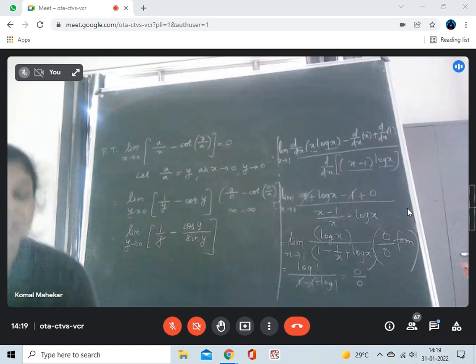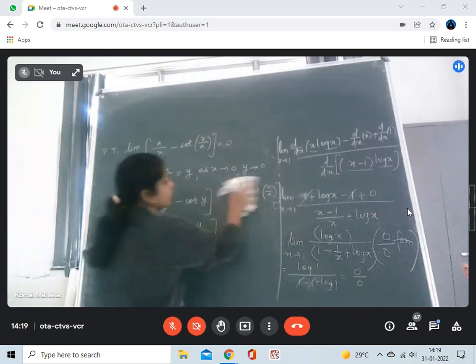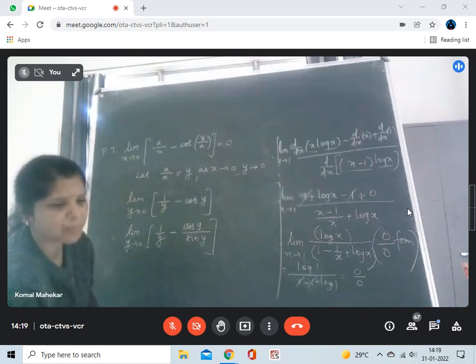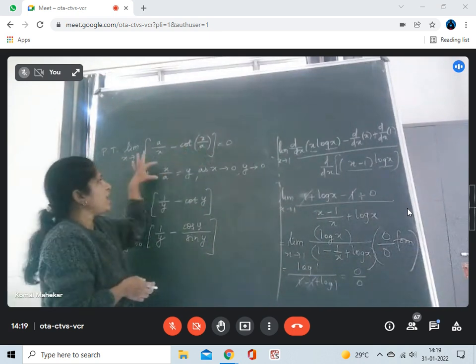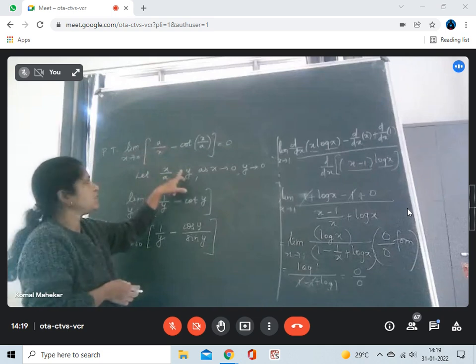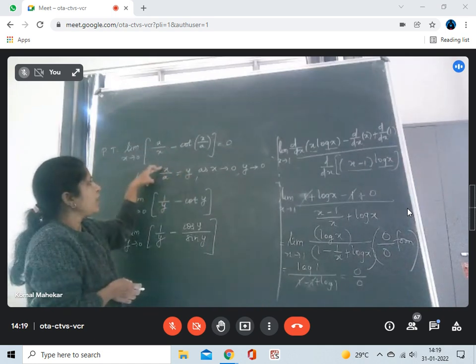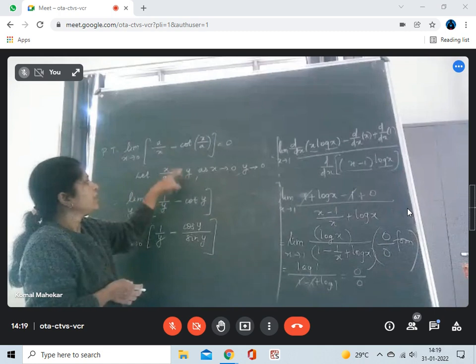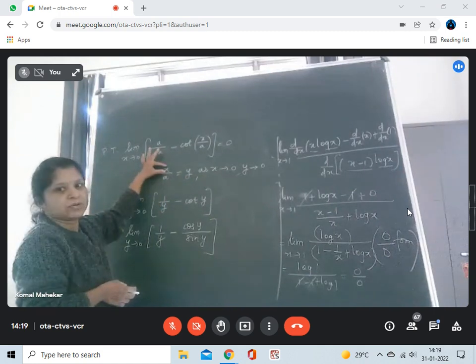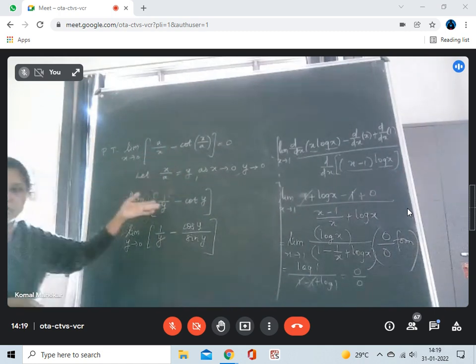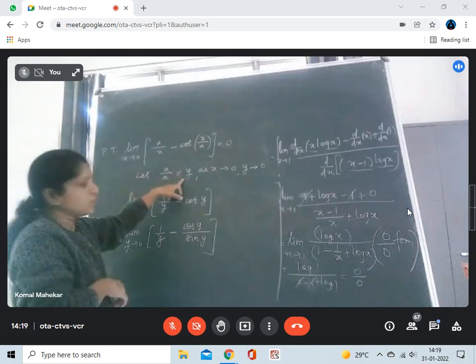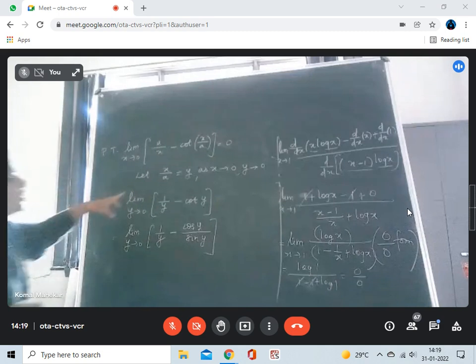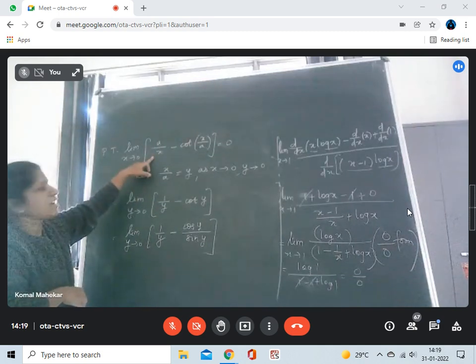But for the two values, x and a, x is the variable here and a is some constant. So for this angle x by a, we assume a third variable, y. Suppose x by a is y. Then as x tends to 0, this y also tends to 0. Therefore, here this form will be infinity minus infinity form.